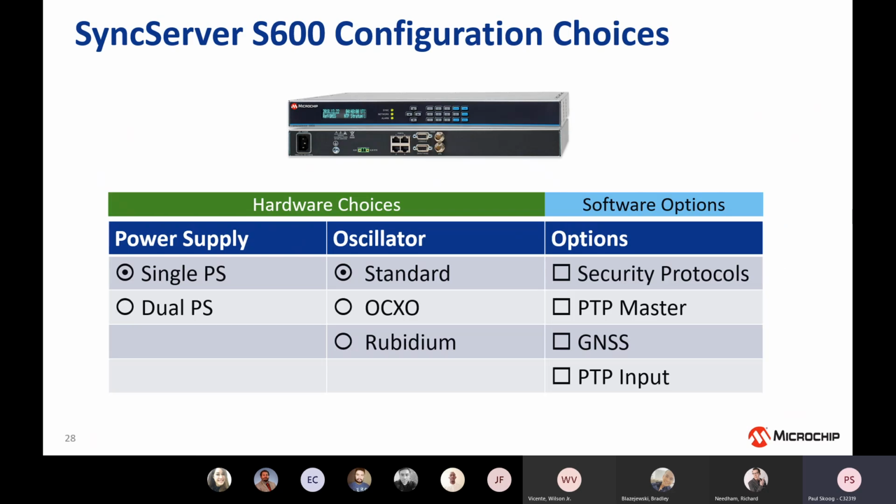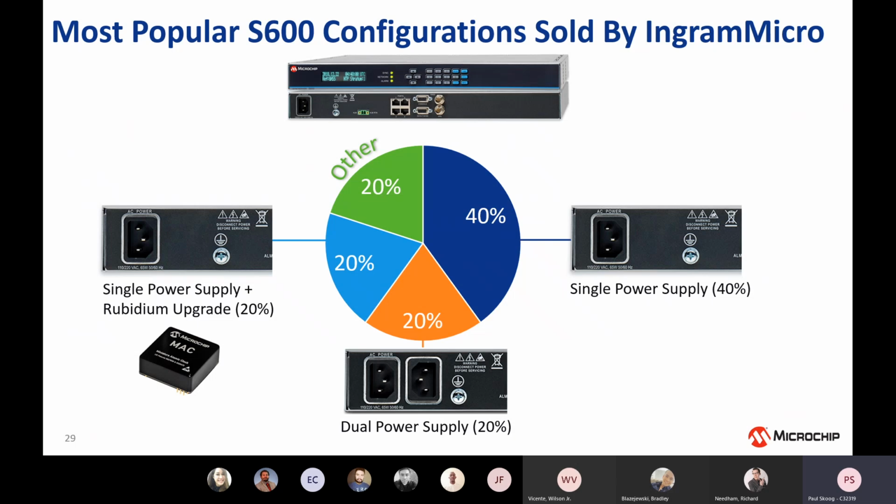So for Ingram, of course, when you're selling an S600, you need to present to the customer some choices. They have to have a power supply choice, either a single or dual power supply. The other hardware choice is going to be the oscillator, like we've talked about. Is the customer going to be satisfied with the standard oscillator, or should they upgrade to one that gives them better holdover? And then there are some software option choices as well: the security protocol option, the PTP master, the GNSS option, and the PTP input. So what is Ingram selling here?